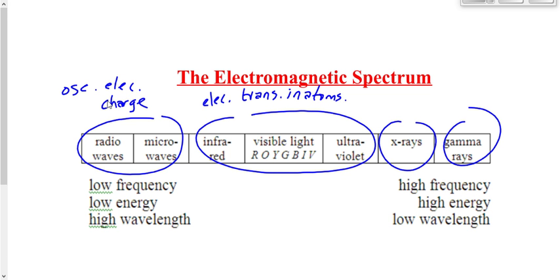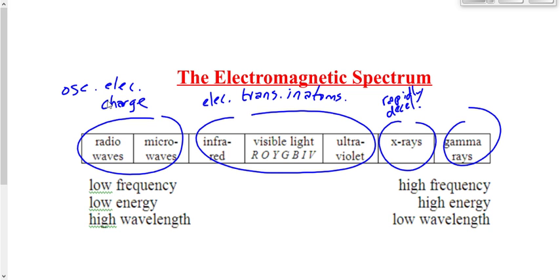X-rays. Remember the dentist? Rapidly decelerating electrons. Get electrons going unbelievably fast, 10 to the 6, 10 to the 7 meters per second. They crash into a target, they stop almost instantly. The energy that they had was in the form of kinetic energy, and that kinetic energy is now transformed into this photon energy, this X-ray energy.